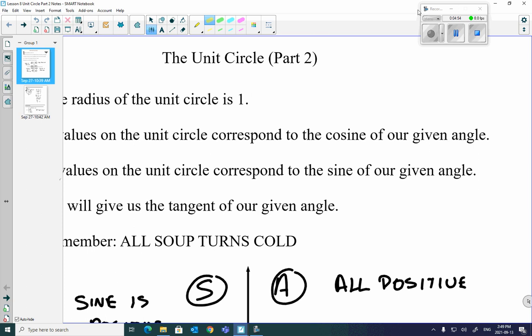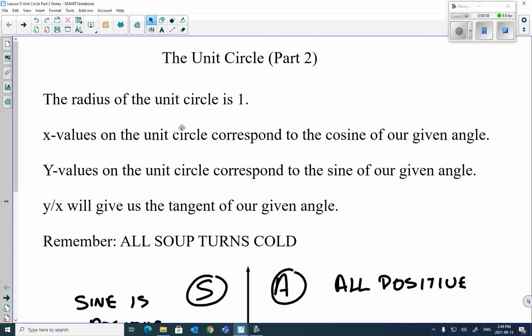So now the second part of this is part 2. So we're going to talk about the unit circle. So a couple things about the unit circle. The radius is always 1 in here. X values correspond to the cosine. We already talked about that, right? I need my highlighter again. Y values correspond to the sine. Y over X gives our tangent.